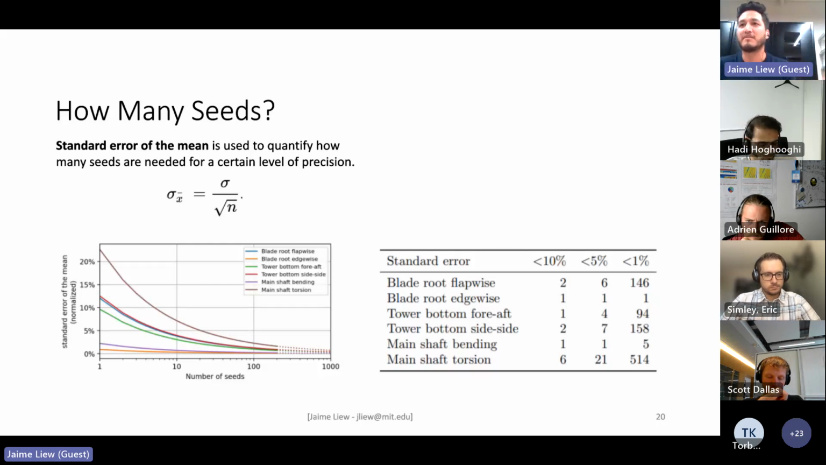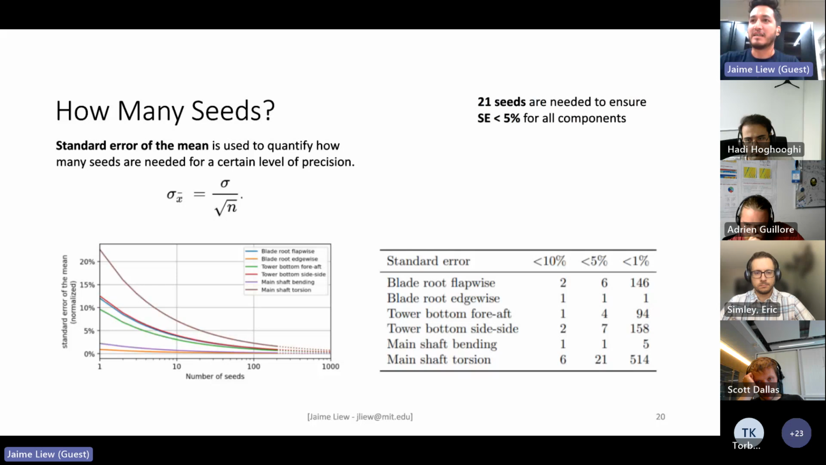statistically reliable, and that depends on what you prefer. But if you want a standard error of less than 5%, you need to have a particular number of seeds, and it depends on which channel. The most difficult channel is the main shaft torsion, and so if you want all of your channels converged within 5%, you need 21 seeds, 21 random generations of your simulation.